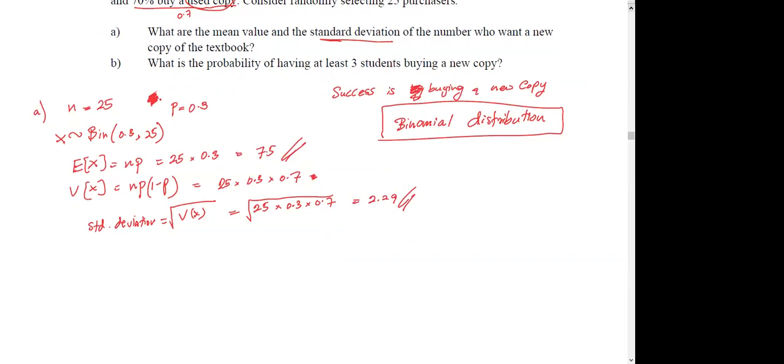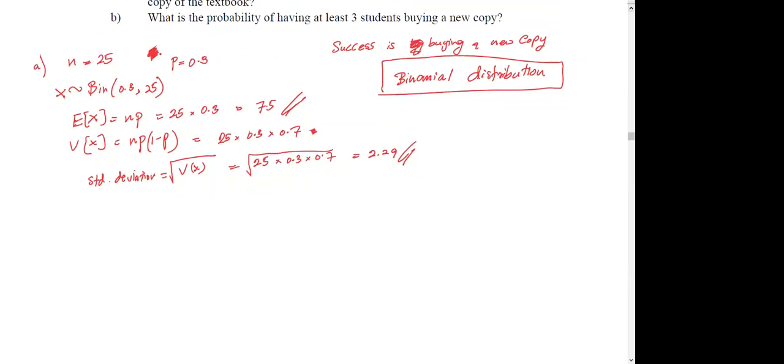What is the probability of having at least 3 students buying a new copy? At least 3 means it can be 3 or more. So the probability of x, where x is the number buying a copy. At least 3 means the minimum can be 3, but the maximum any number. Probability of x greater than or equal to 3. You can rewrite this as 1 minus the probability of x less than or equal to 2.